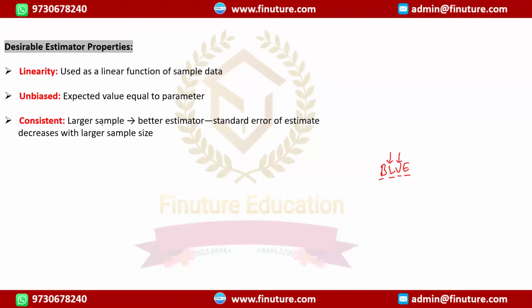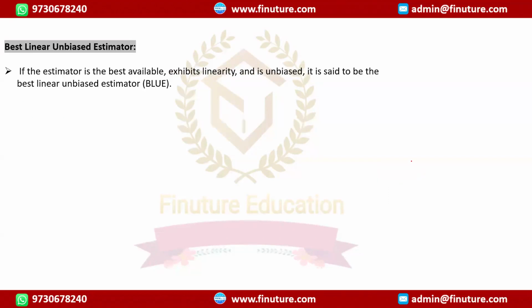And consistency. Larger samples, better estimator. It should not happen that when you increase your sample size, your estimators go in the other direction. So ideally, these should be consistent. With larger samples, you should have less standard error or variability in your data. And if this estimator possesses these properties, then you say your estimator is best linear unbiased. So if your estimator exhibits this property, you say your estimator is BLUE.